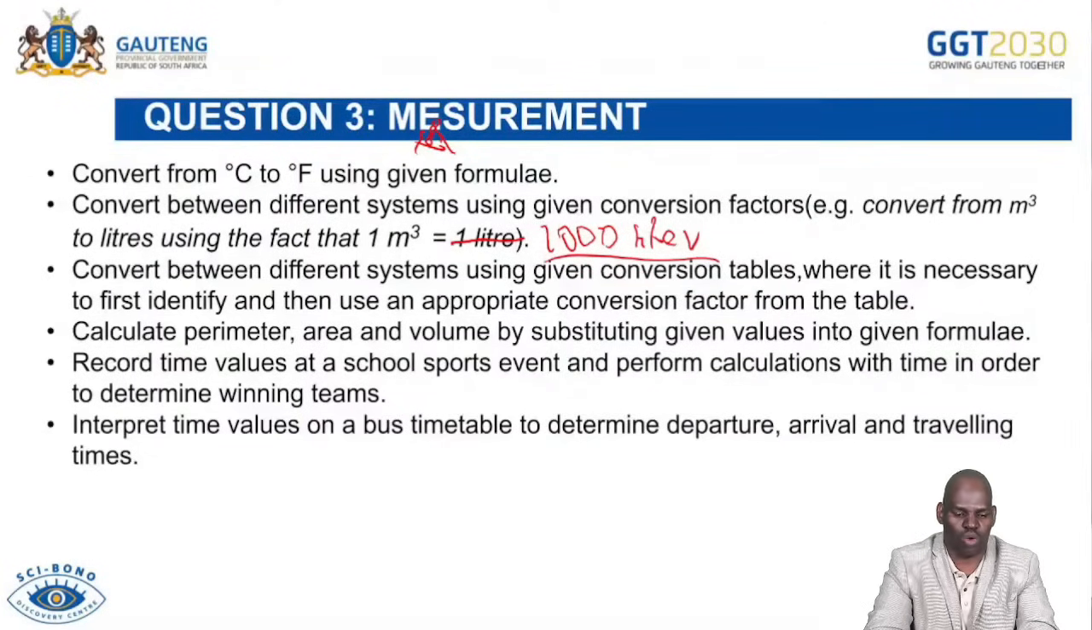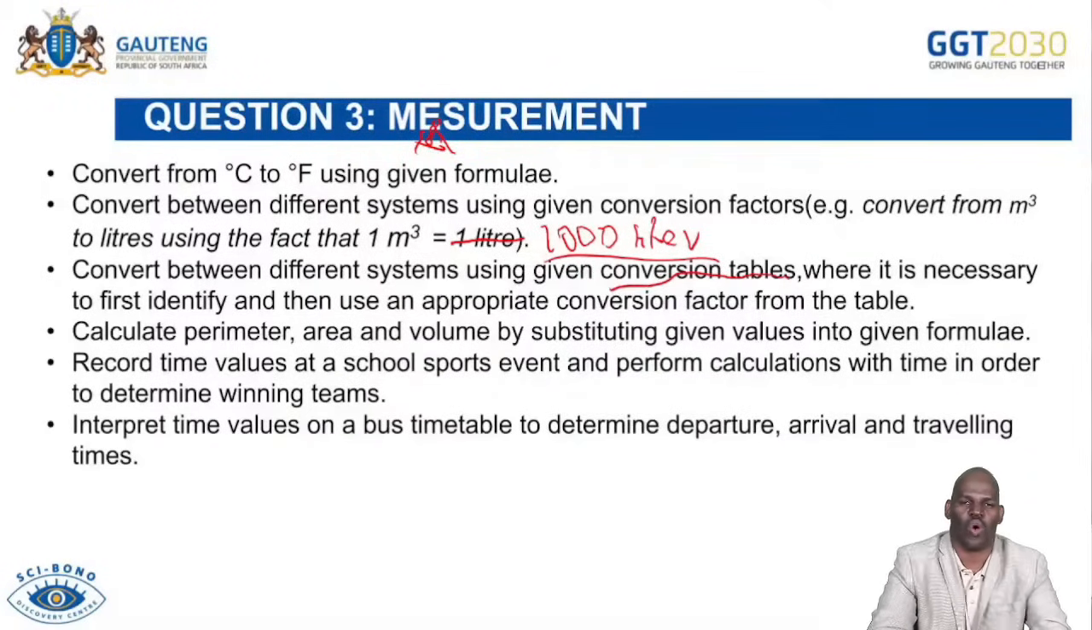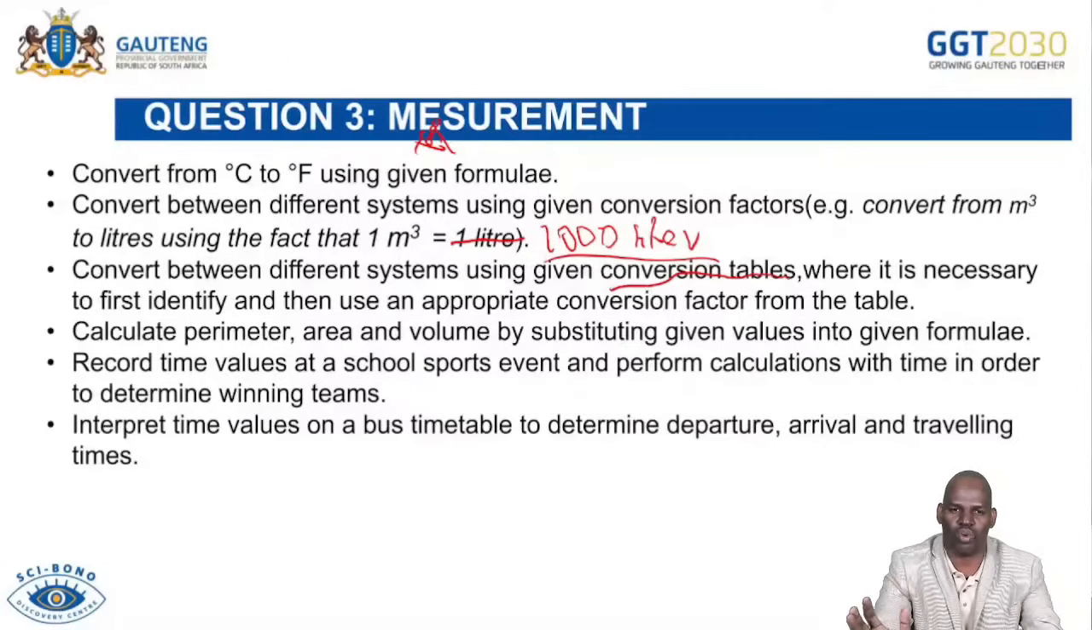And then again, you must be able to convert between different systems using a given conversion table. In this case, we are talking about converting between imperial and metric units. But the conversion factors for imperial and metric units, boys and girls, you don't need to memorize. The examiner will give you the conversion factors. You must be able to use those conversion factors to convert. I know that most of you are using cross multiplication, but the conversion factors will be given. And then, of course, you must be able to calculate perimeter, area, and volume.